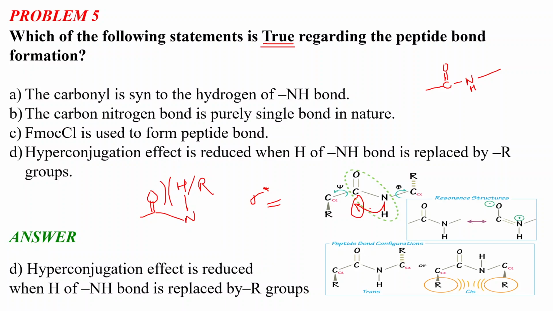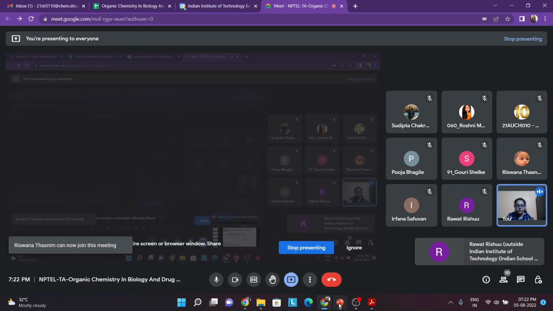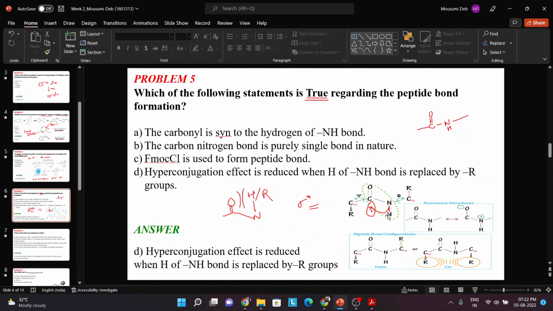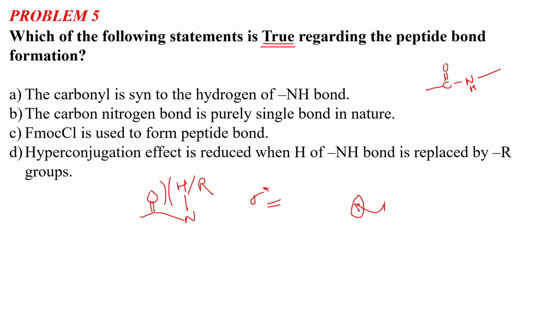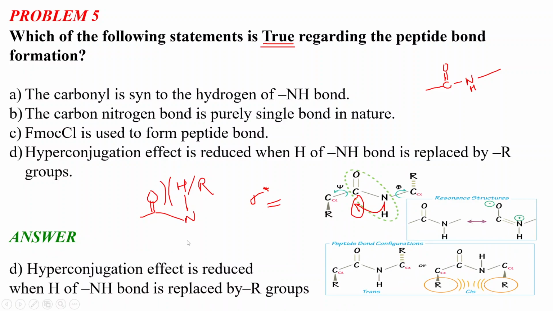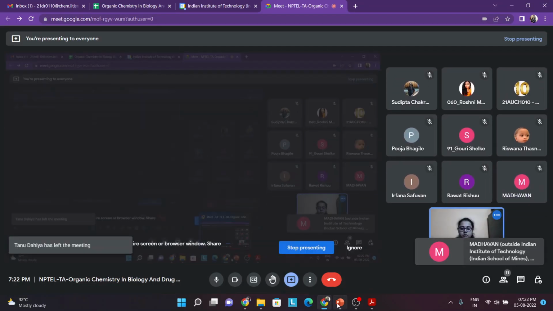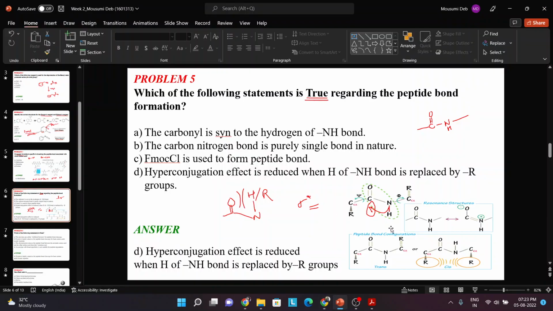So when it is giving the electron density, the stability of this peptide bond is increasing. That's why it stays in the anti form. In the syn form, this kind of sharing of electron density is not possible.